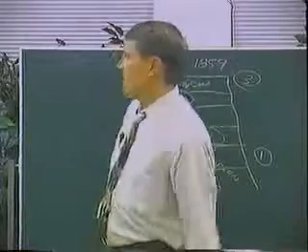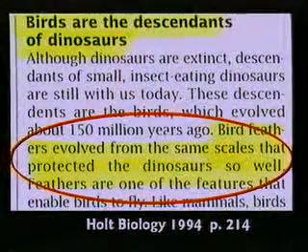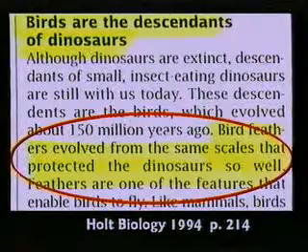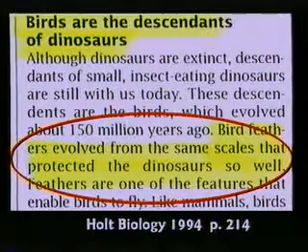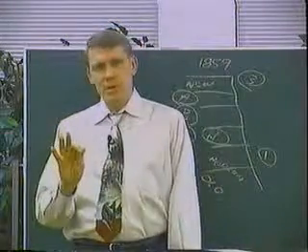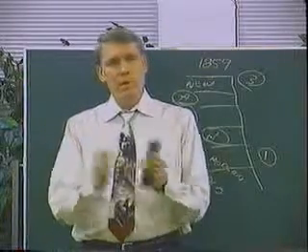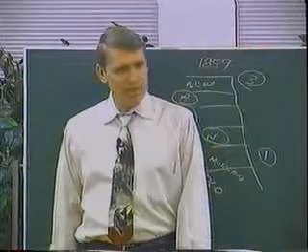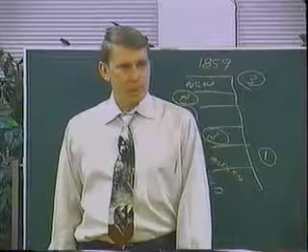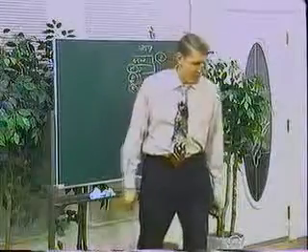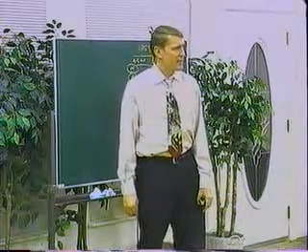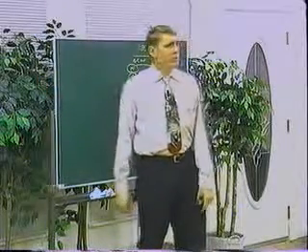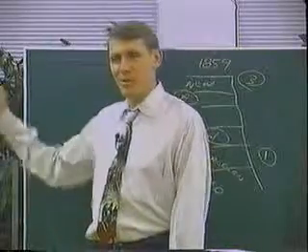This textbook, Holt Biology, says the descendants are the birds which evolved about 150 million years ago. Bird feathers evolved from the same scales that protected the dinosaurs so well. Now imagine yourself, a high school student. The teacher says, for homework tonight, read the following 8 pages and answer the questions at the end of the chapter. You remember in high school, you're going to read those 8 pages reluctantly and answer the questions as quick as you can. And one of the questions is going to be, what did feathers evolve from? You're going to say scales, because that's what they told you in the book.